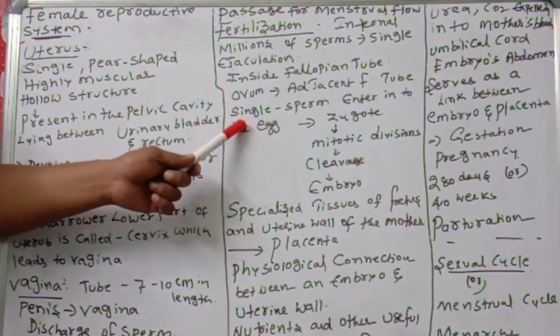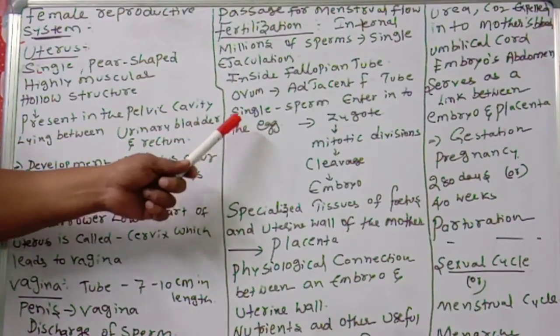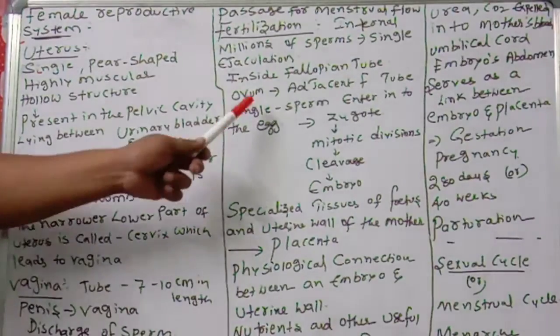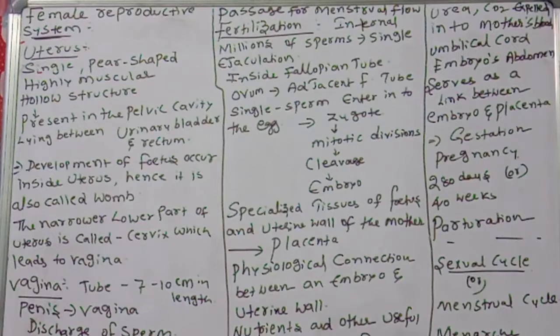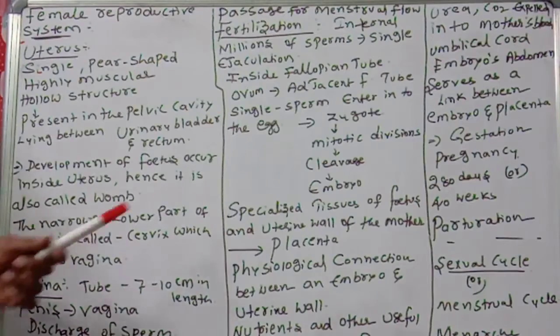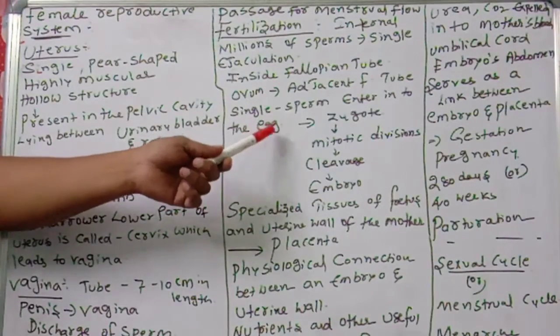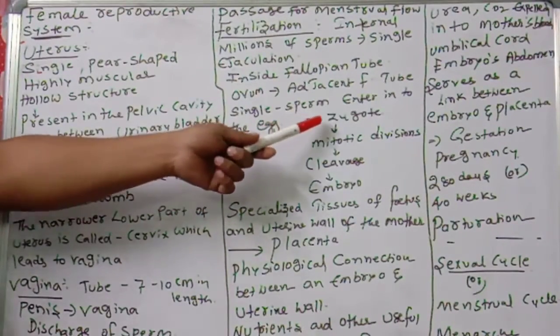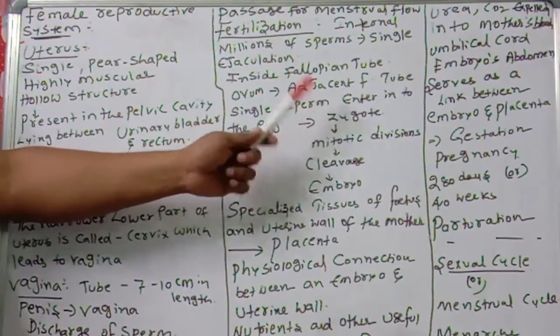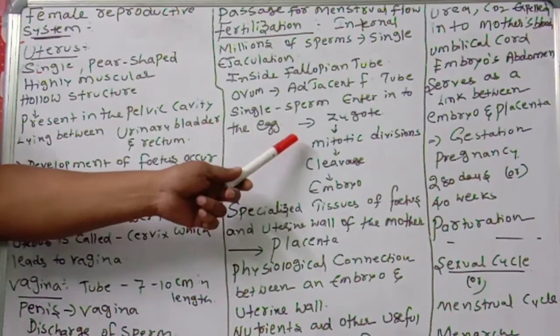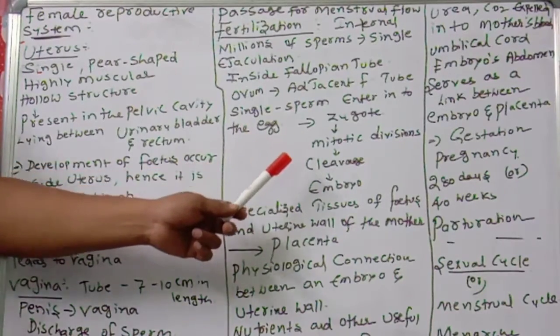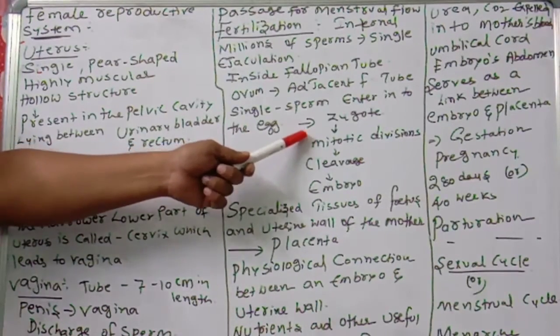Even though there are millions of sperms, a single sperm enters into the egg. So how many sperms will enter into the egg? A single sperm enters into the egg, then the egg nucleus and sperm nucleus fuse, and a single-cell zygote will be formed. So a single-cell zygote is formed after completion of fertilization. What do you call it? Single-cell zygote.